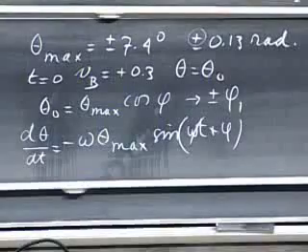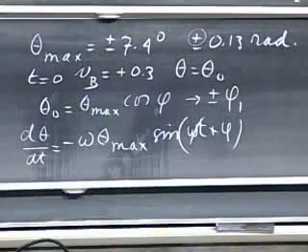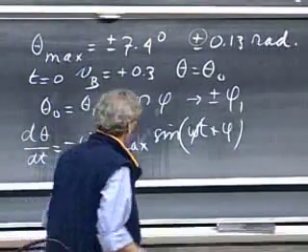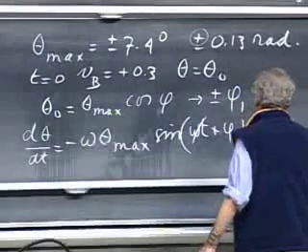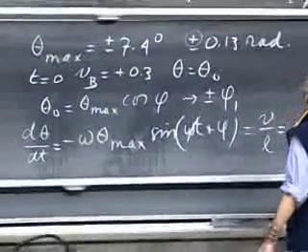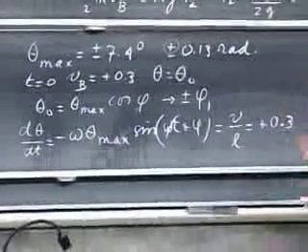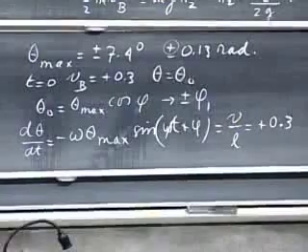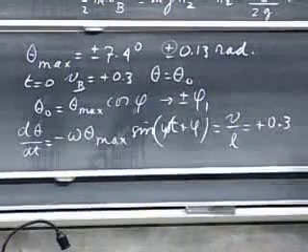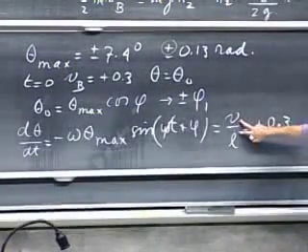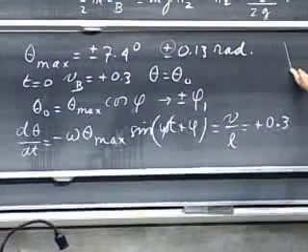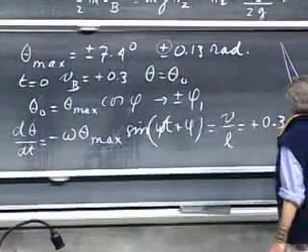What is d theta dt? Well, d theta dt is v divided by L, and is therefore plus 0.3. This is plus because at t equals 0, the angle is increasing. So it is plus. How do we know it's v over L? Well, remember, we discussed that before.